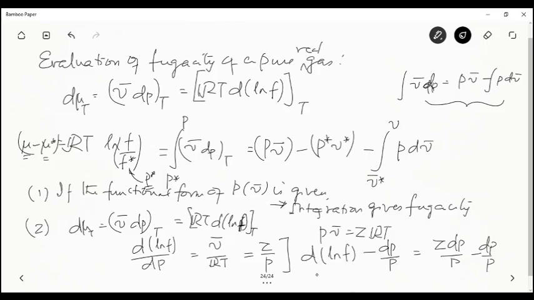So then I'll be able to write this as d of log f, and this is d log P, so d log f by P is what I would get, and this would become equal to, on the other side, Z minus 1 into dP by P. Okay, and the dP by P can be written as dPr by PR, and since Z minus 1 is a function of PR, I'll be able to get this log of f by P by integrating this over PR from the limit of 0 pressure.